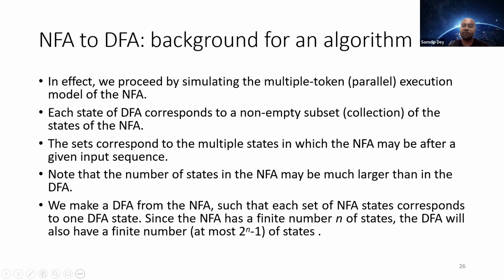We make a DFA from the NFA such that each set of NFA states corresponds to one DFA state. Since the NFA has a finite number of n states, the DFA will have a finite number of states, which can be determined by the formula that in DFA you have 2 to the power n minus 1 states compared to the NFA. So that's how we can mathematically correlate DFA and NFA when it comes to the number of states.